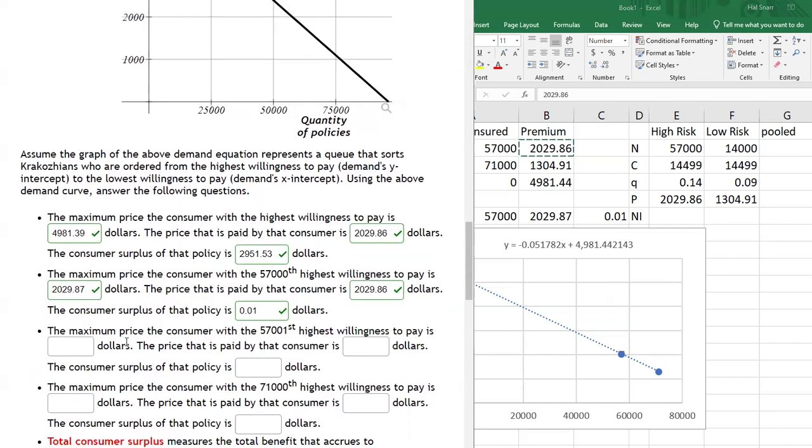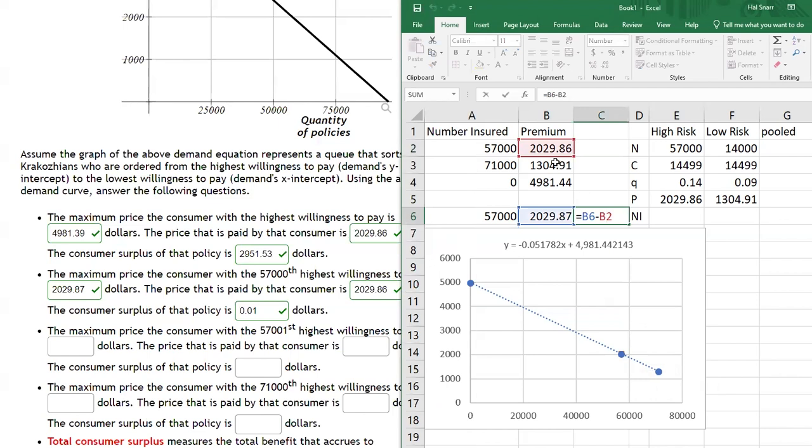Now, the next question is, what's the maximum price the consumer with the 57,001st, the next person, is willing to pay? What's that person's willingness to pay? The highest they're willing to pay for health insurance. Between this blue dot and that blue dot, we're talking about low-risk people. So what we have to do is change the consumer surplus. Low-risk Caucasians pay the lower of the two premiums. And we're talking about the next consumer, right? The very next one is willing to pay $2,029.82. It's just under the premium that everybody else has to pay.